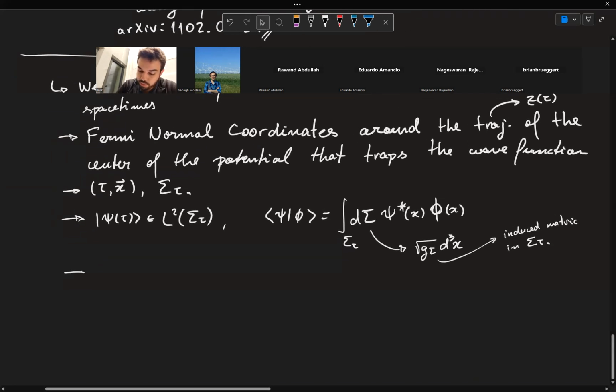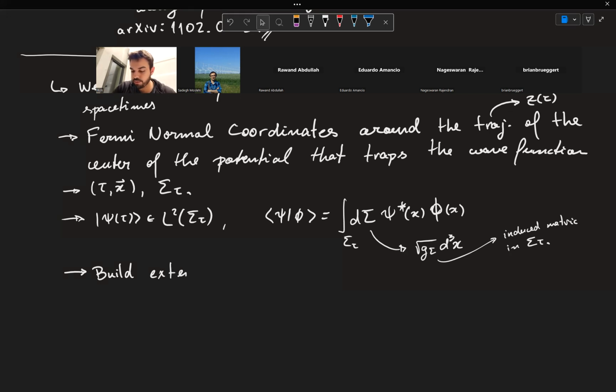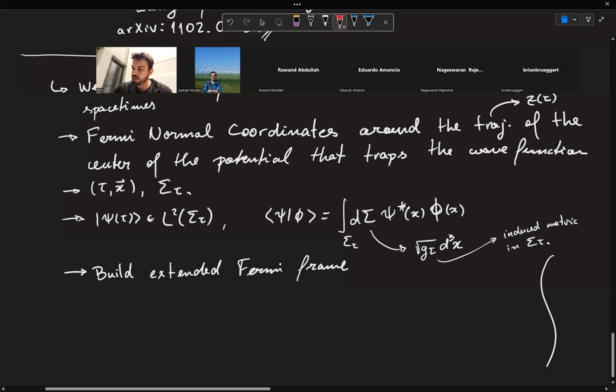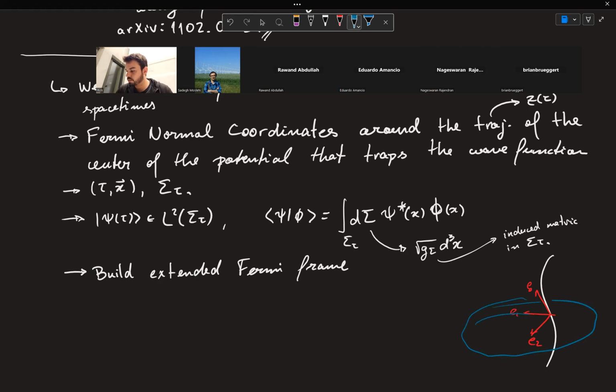Now what we will do is build an extended Fermi frame. The idea is that if there is a trajectory, we used to have the Fermi frame here with the E0, E1, and E2, but we also have the rest surface around this. Now we're going to parallel transport this frame along each one of the geodesics that we had from before. So we're just going to extend this frame locally around the trajectory.